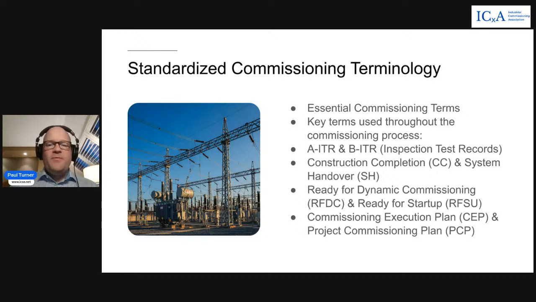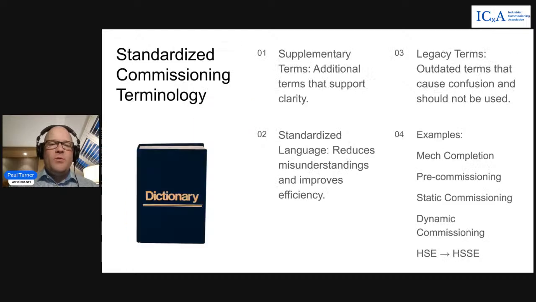All the terminology is defined in there for the acronyms that are used. So if you see a term like SH, what does that actually mean? For all of the stages during the commissioning module, everything's defined in there, and you can get access to all of that in ICA 002. And I've defined how it's broken up there for supplementary terms, legacy terms, standardized terms, and discussed some of the examples of the legacy terms that are no longer used.